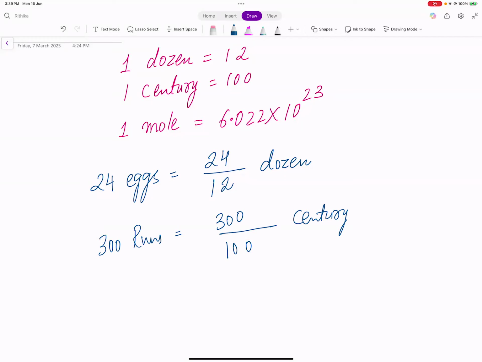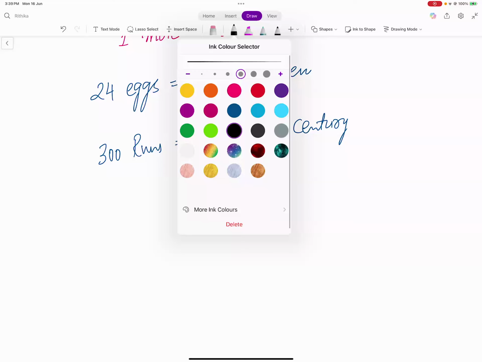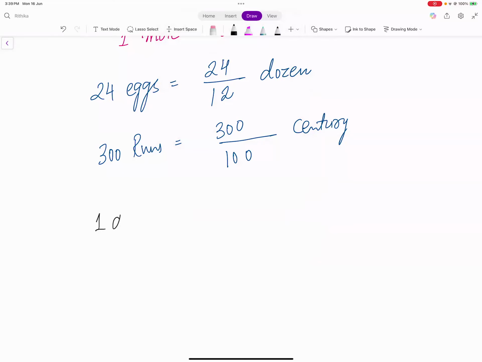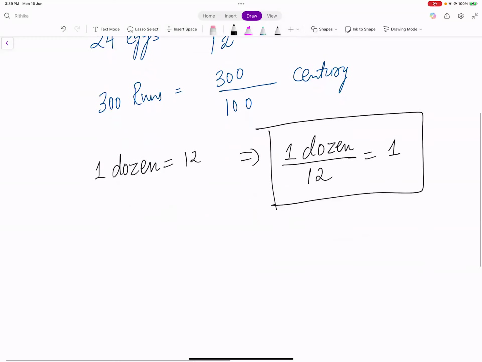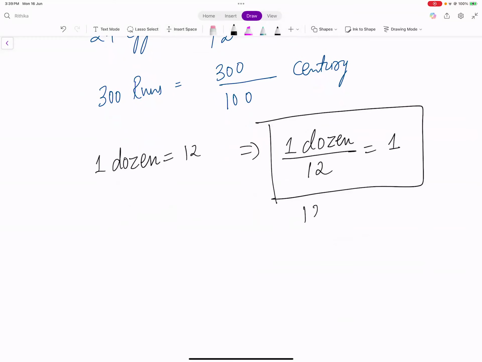Now, actually, what is going on here? I have 1 dozen equal to 12. So how can I make one out of this? I can write this as 1 dozen by 12 is equal to 1, right? This is one conversion factor. The other thing I can write is 12 here and 1 dozen here, and this also becomes 1.